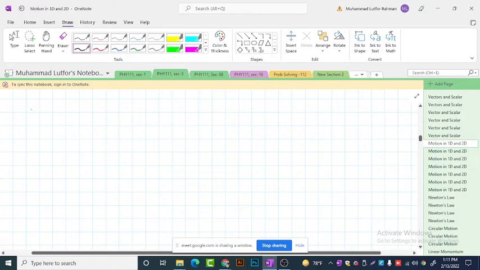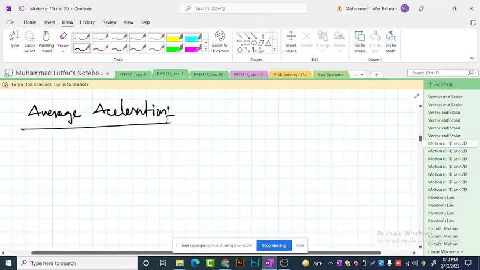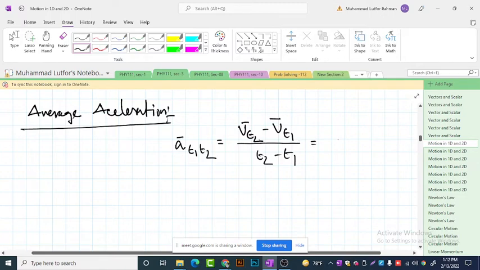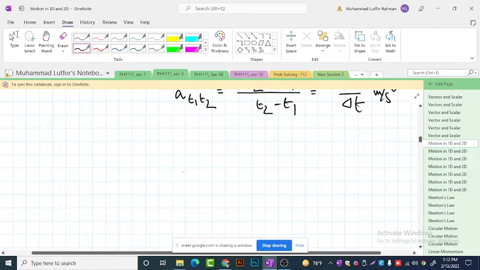By the same idea, we can also define the average acceleration. We define the average acceleration for the times t1 and t2 as v(t2) minus v(t1), divided by t2 minus t1, because we define acceleration as the rate of change of velocity with respect to time. Sometimes we also write this as del v divided by del t, right? The unit is meter per second square.